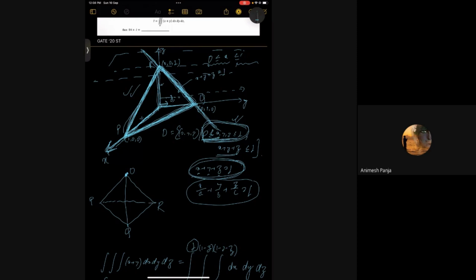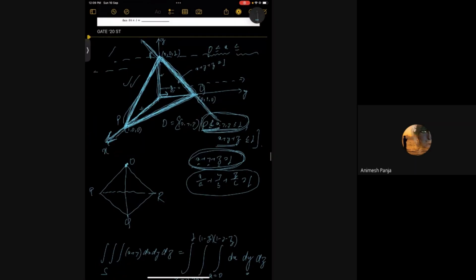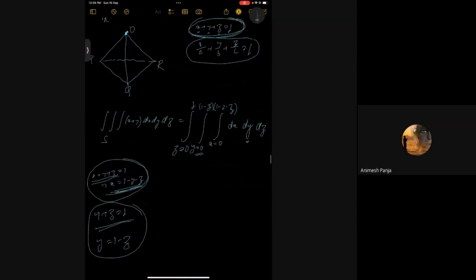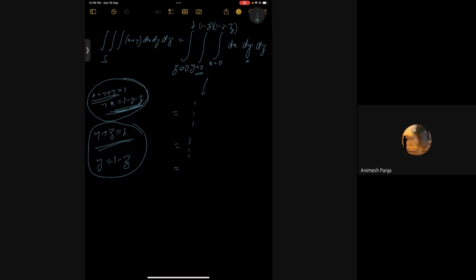Okay. So this is our formulation of the limits for this triple integral. And maybe the tough part is only this formulation of limits. Once we know how to formulate these limits, you can easily compute the triple integral. It's very easy now. Then the answer will be, I think, I did it, and the answer comes out to be 1 by 12.